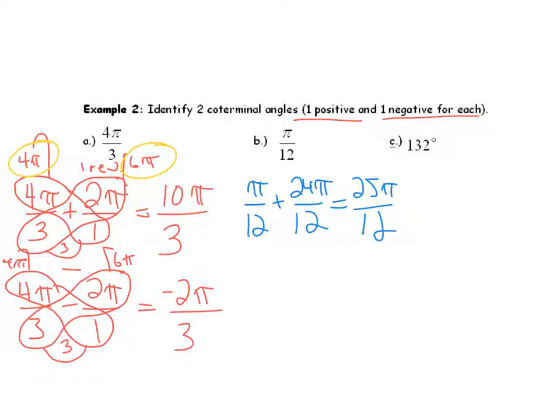And once again, how did I get that 24 over 12? Well, 24 over 12 is 2, so that's 2 pi right there. I just did the equivalent fraction in my head. So if you're good with fractions, you can just turn it into the equivalent fraction.